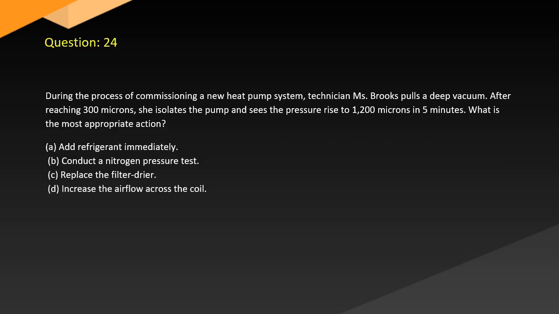Question 24. During the process of commissioning a new heat pump system, technician Brooks pulls a deep vacuum. After reaching 300 microns, she isolates the pump and sees the pressure rise to 1200 microns in 5 minutes. What is the most appropriate action? A. Add refrigerant immediately. B. Conduct a nitrogen pressure test. C. Replace the filter dryer. D. Increase the airflow across the coil.